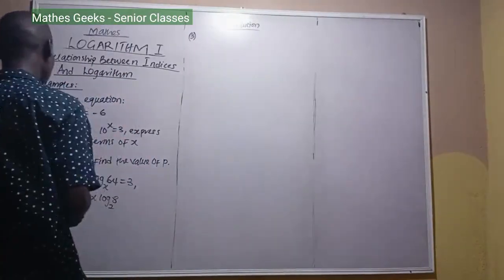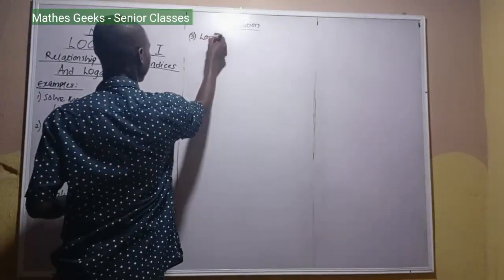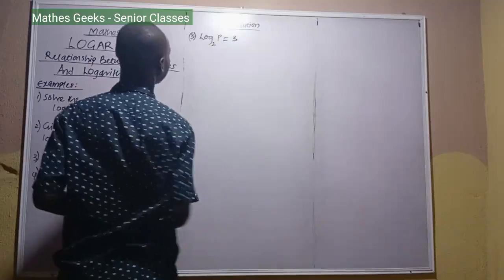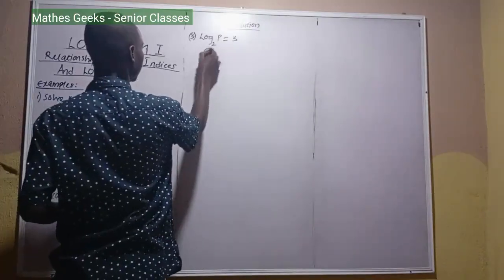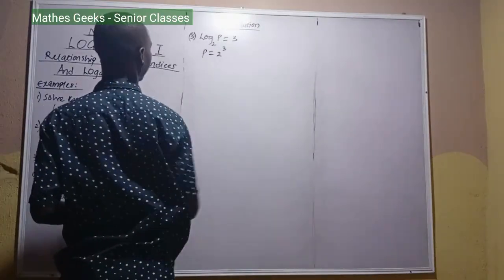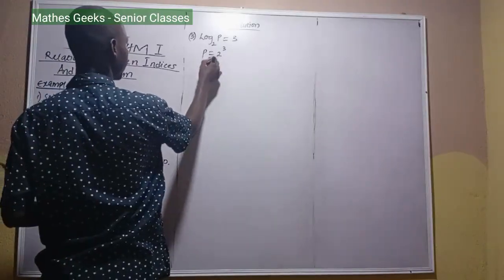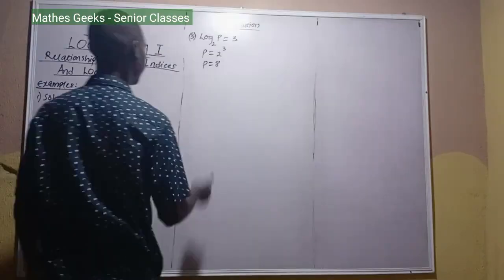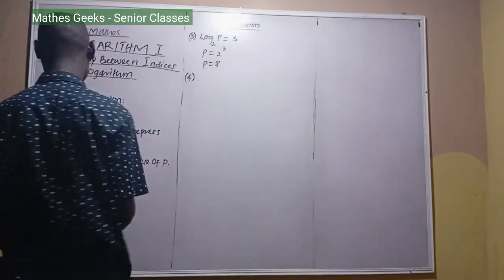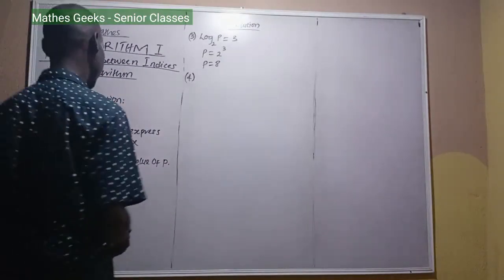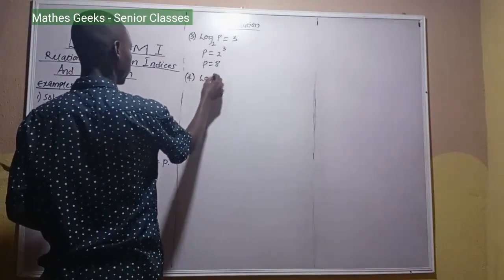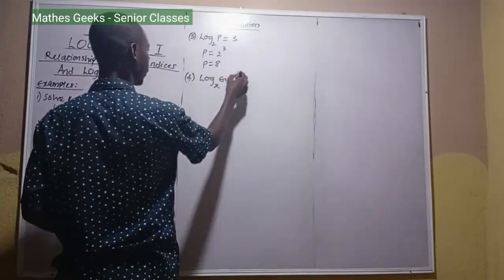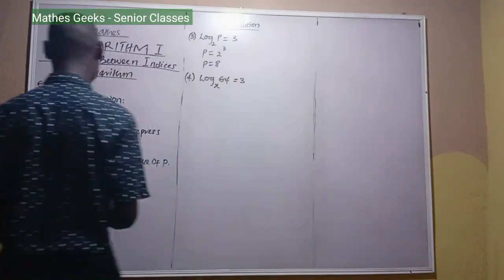Number 3, if log p to the base 2 is equal to 3, then p is equal to 2 raised to the power 3. So p is equal to 2 raised to the power 3, which is 8. So that's the answer. Number 4, given that log 64 to the base x is equal to 3, evaluate x log 8 to the base 2.